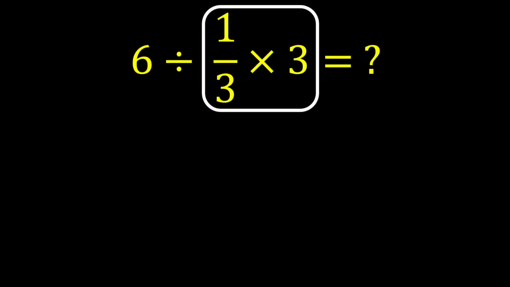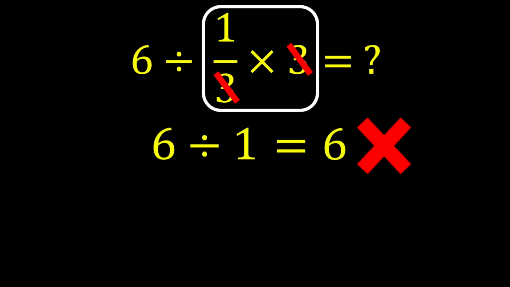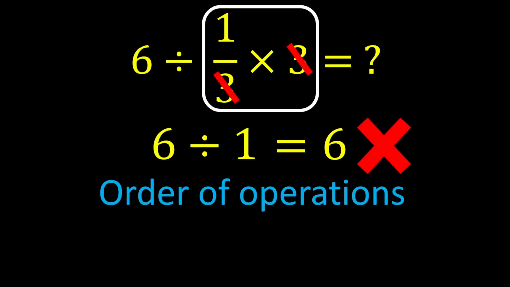First, we perform this multiplication, 1 over 3 multiplied by 3. This 3 and this 3 cancel each other out, and only 1 remains. Finally, 6 divided by 1 equals 6. But this answer is not correct. Because we did not follow one of the most important rules in mathematics, called the order of operations.